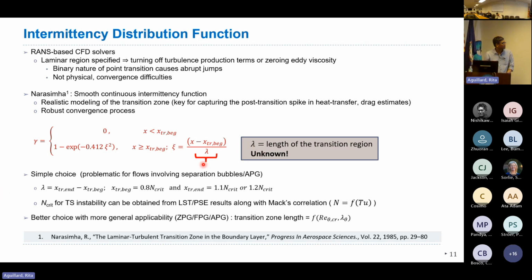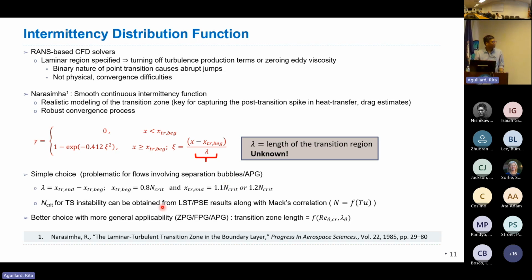So this is one of the problems we've been trying to address within our group. For TS waves, one simple thing is to give a length based on the n factor itself. We know that at n critical, be it 8 or 7 or 9, transition onset is going to happen. So you can say I'm going to roughly give a number between 0.8 to 1.2 for that length of region to be the transition zone length. Of course, it has no physics. You have to use some experiments to pre-calibrate this, so you'll have to change that length for different configurations.